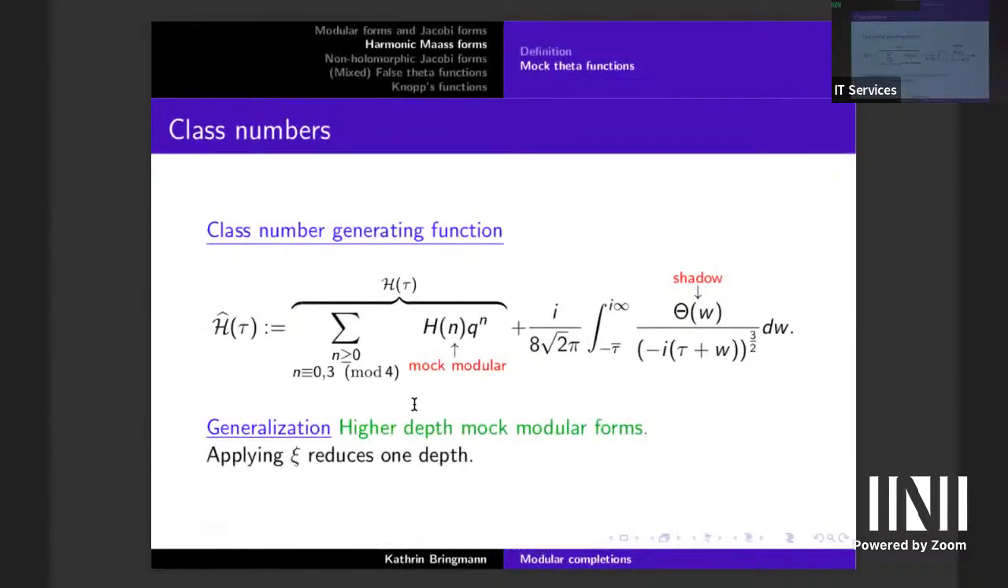And you can also generalize this. So we have now seen that if I apply this Xi operator, I get a modular form. You can also go up in level and just demand that applying Xi reduces one depth, and those are then the higher depth mock modular forms. So having, let's say, depth 3, I apply Xi, then I have a depth 2 object.